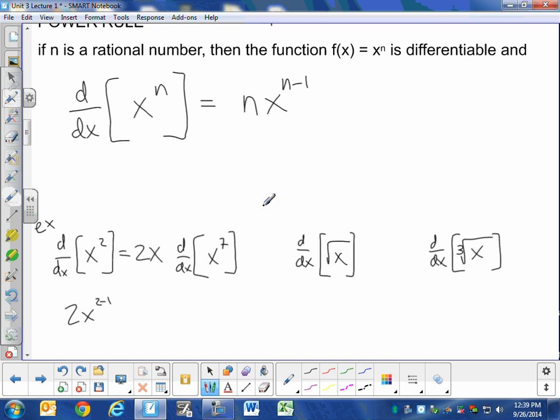Now you guys will do this one. I'll show you this guy, x to the square root of x. If I have the square root of x, I should know that I could write this as x to the 1/2. So if I want to take the derivative of the square root of x, I would just bring down my exponent and then subtract 1 from my exponent. That would be 1/2 x to the negative 1/2.